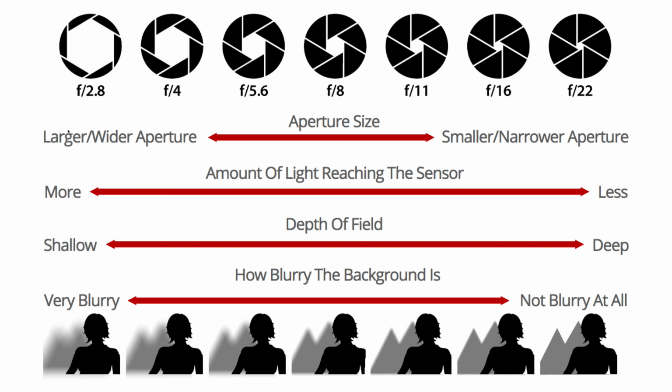So the larger the aperture, the more light is going to get in, and the smaller the aperture, the less light is going to get into the sensor, which means the less ideal your photos are going to be. The more light that comes into the sensor, the sharper and clearer and more precise and beautiful your images are going to be.